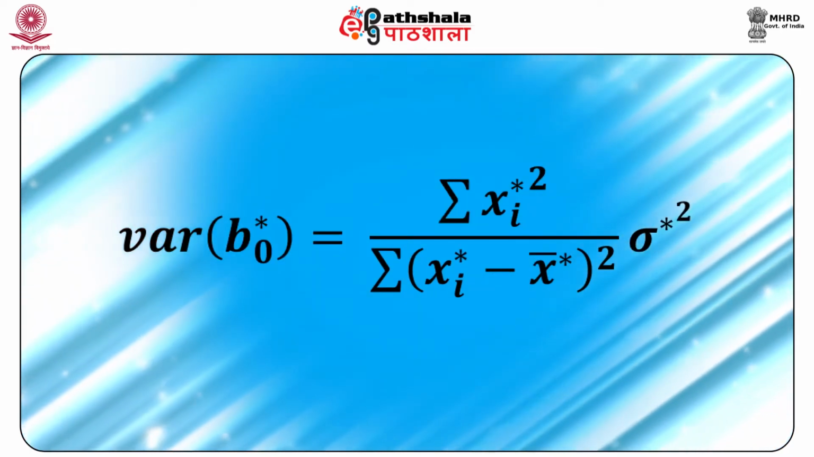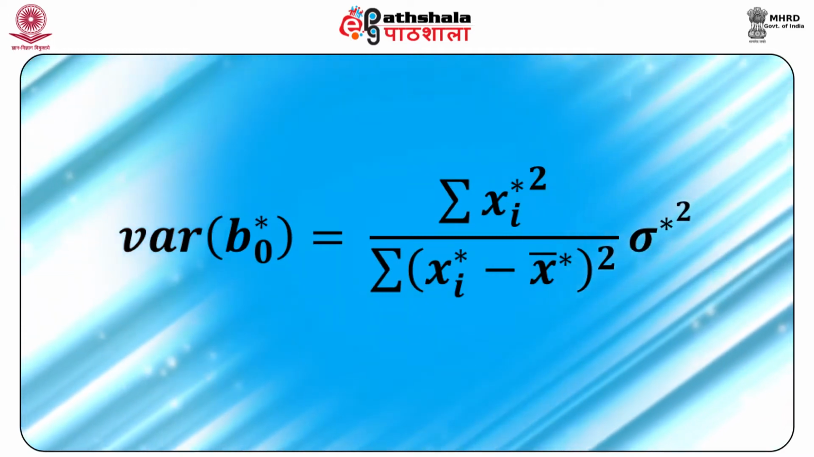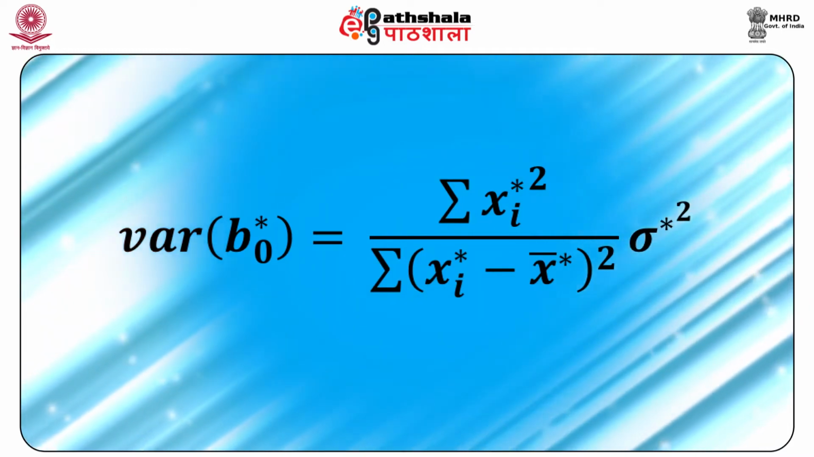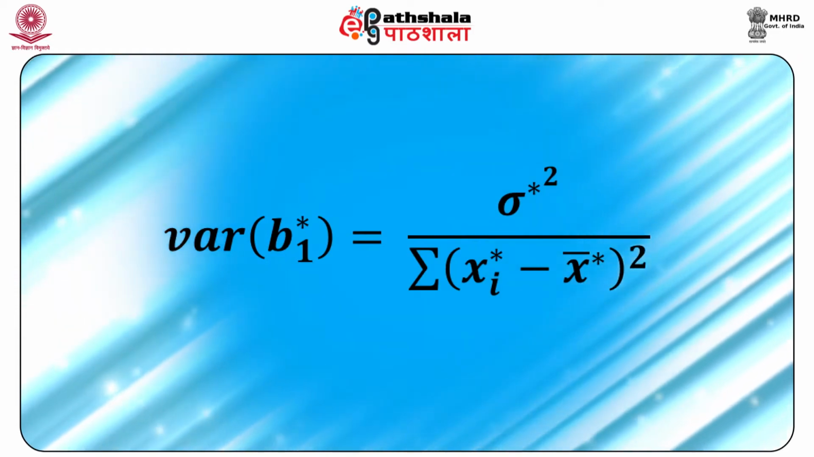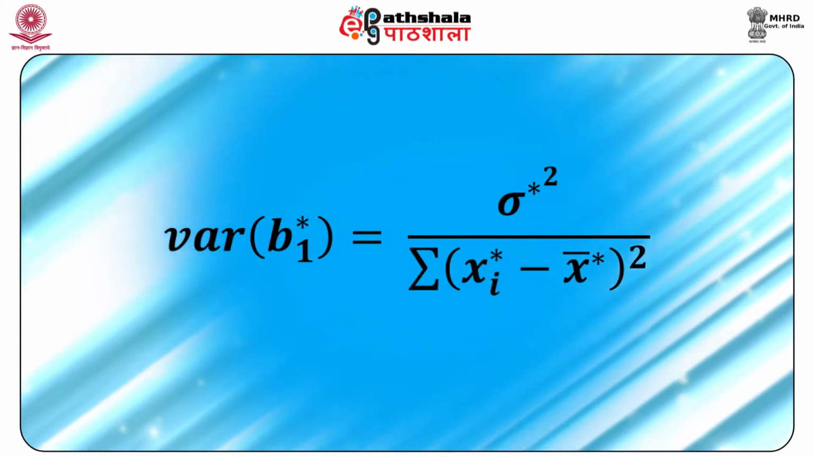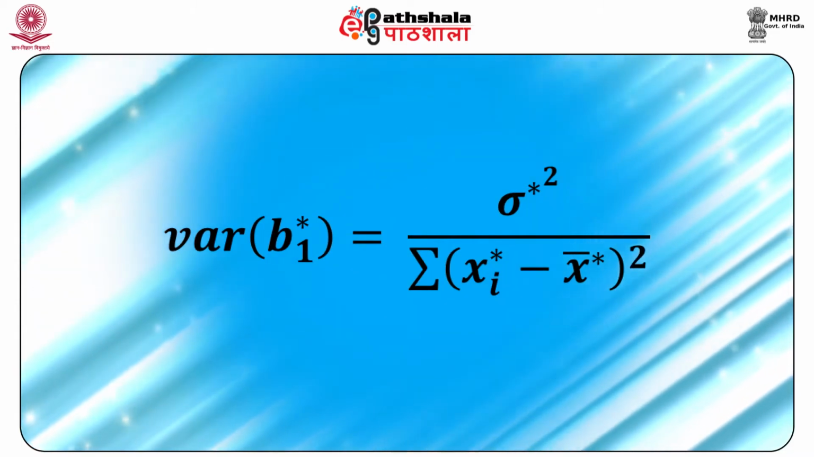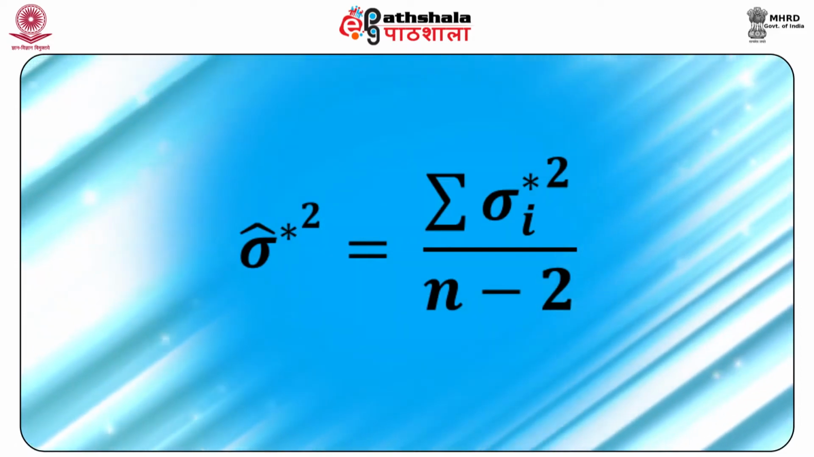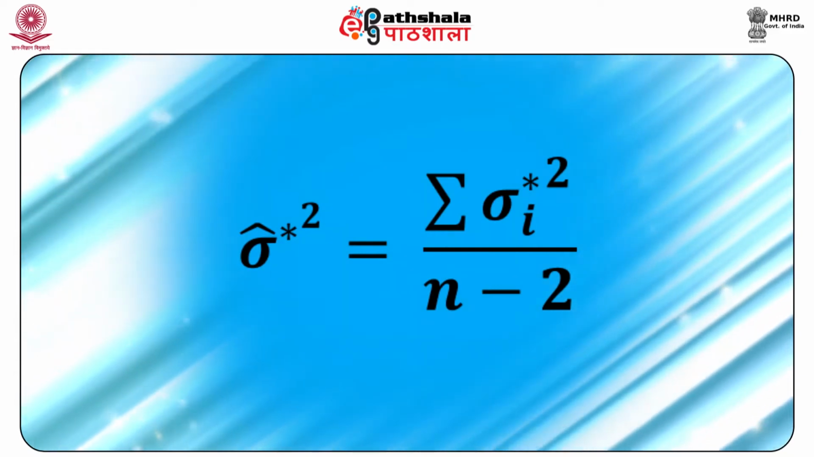Similarly, our variance of b0 star is also changed, and we now have stars with all the variables, whether it is xi or sigma. Similarly, variance of b1 star is now equal to sigma star square upon sigma (xi star minus x star bar) whole square. And let me define sigma hat star square is equal to sigma ei star square upon n minus 2.